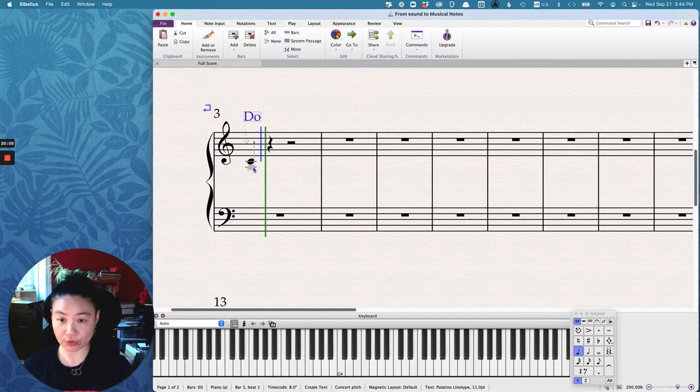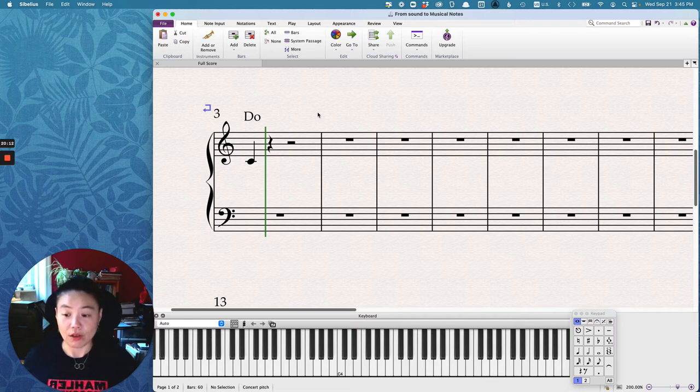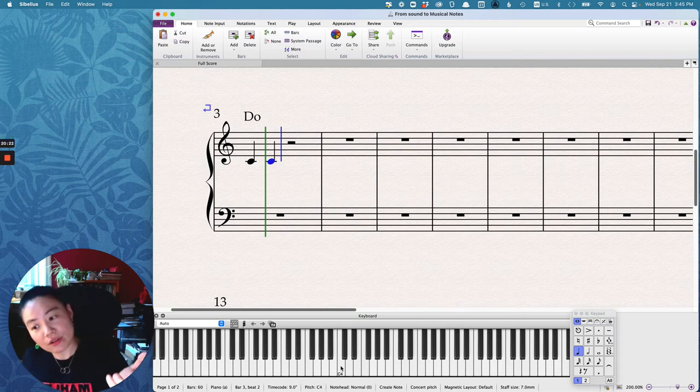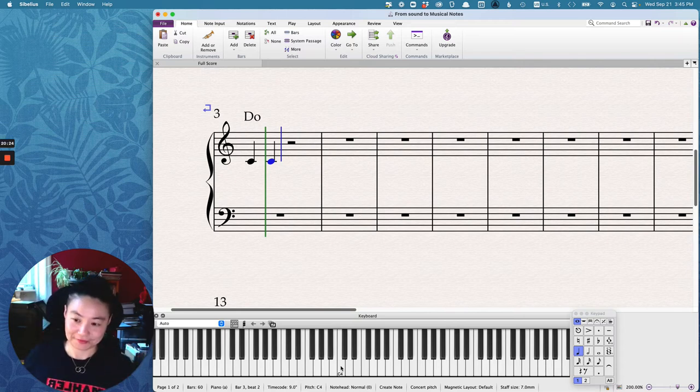And so dough, where does dough want to go? Well, dough actually does not need to go anywhere, right? So the next note could easily just be another dough. You're just sitting there. And then what? It could also go up. So the next note might want to go up.